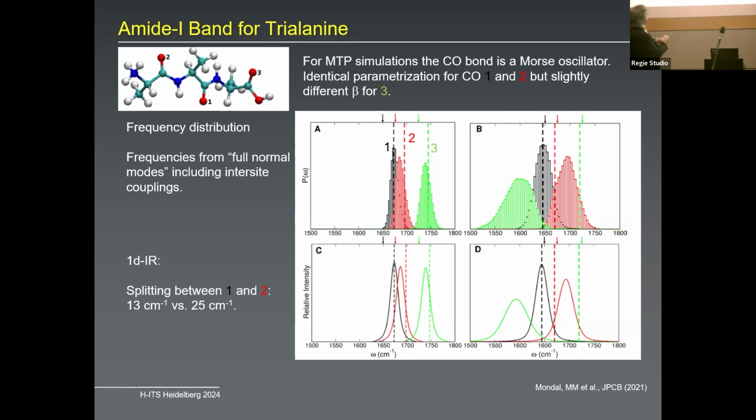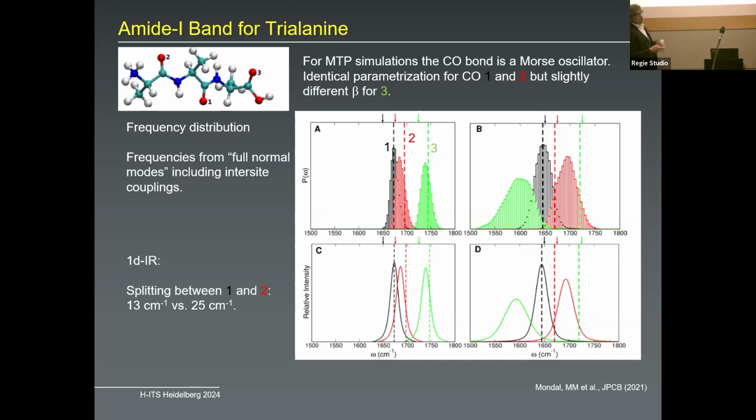And the most important aspect is the splitting for the two oscillators, 1 and 2, which comes about from electrostatic interactions on the molecule. This splitting is 13 wave numbers from simulations, 25 from experiments, so it's not quite there, but keep in mind the parametrization of 1 and 2 is identical, and still we have a splitting. So there is a physical interaction that leads to this splitting.